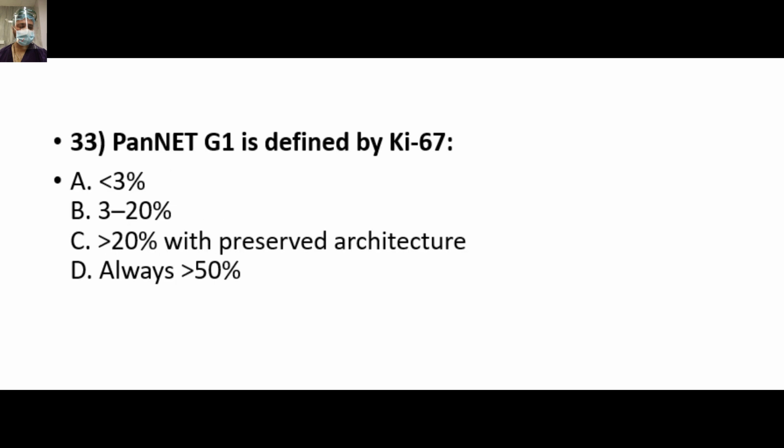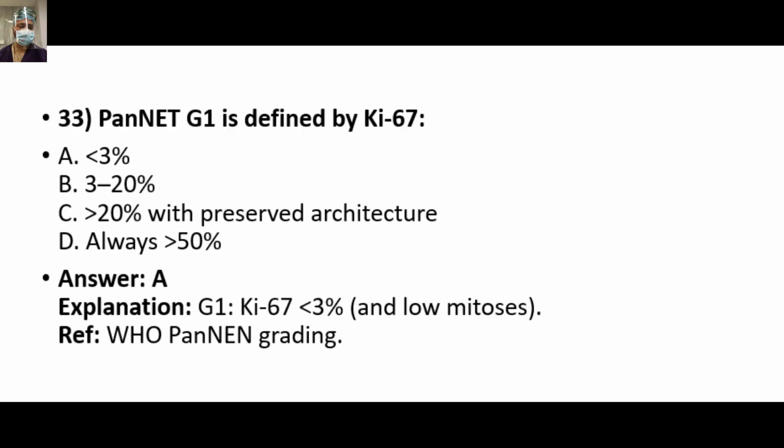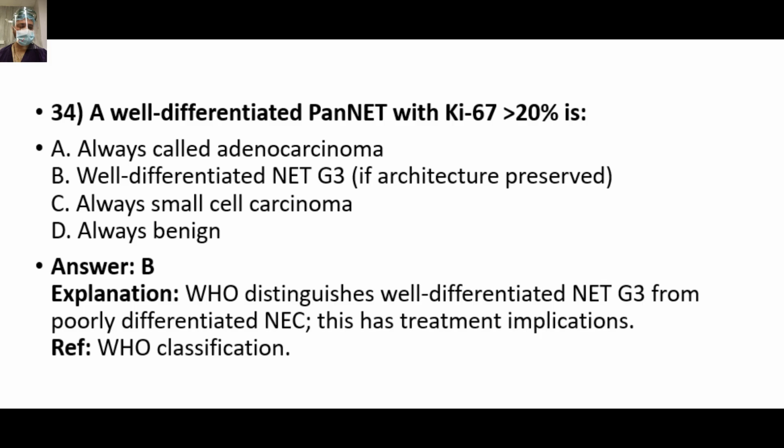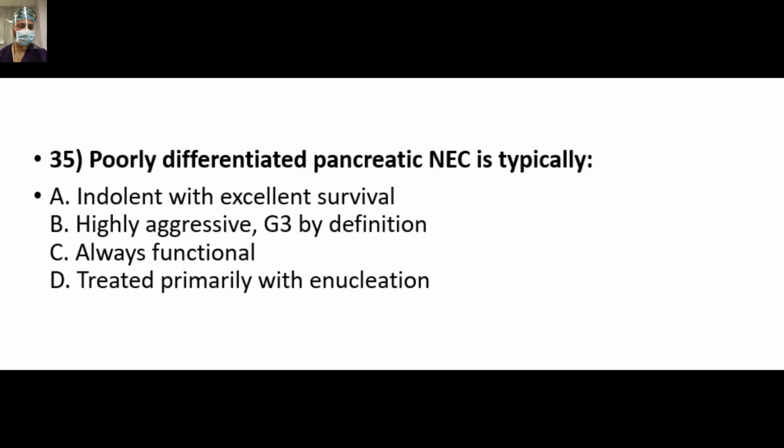Pancreatic NET grade 1 is defined by Ki67 less than 3% and less than 2 mitotic count. Answer is A. A well-differentiated pancreatic NET with Ki67 more than 20% is, as we have discussed in a table, well-differentiated NET grade 3 if the architecture is preserved. If the architecture is not preserved, poorly differentiated, then it will be NEC.